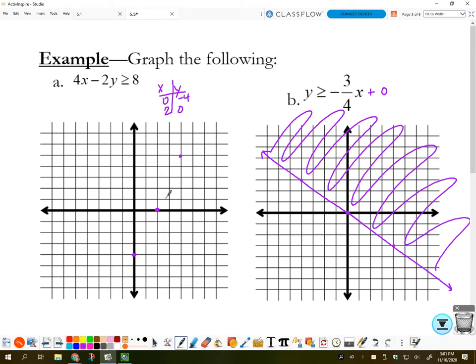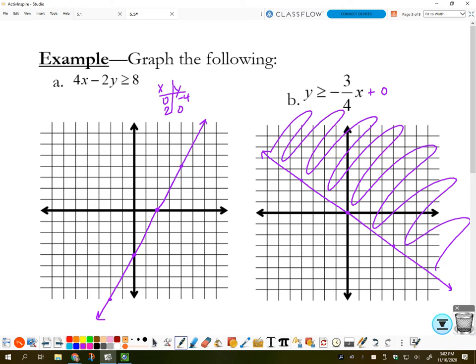Trying to get some more points, but I think I went too high with that one. So up 2 over 1, up 2 over 1. All right, let's see if I can draw a straight line. This is also a solid line because there's an equal to. All right, and it says greater than. Oh, see, my plan backfired.